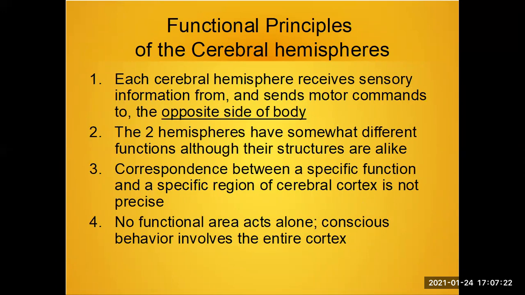Each cerebral hemisphere receives sensory information from and sends motor commands to the opposite side of the body. The two hemispheres have somewhat different functions, but their structures are alike. Correspondence between a specific function and a specific region of the cerebral cortex is not exact. No functional area acts alone. Conscious behavior involves the entire cortex.